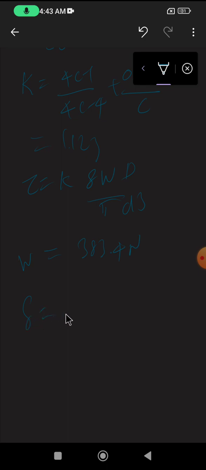Similarly, the delta equation will also be the same, 8WD cube N by GD raised to 4. Same equation, if we substitute, only the W value will change here. So we'll get delta by N as 9.26 mm. There we got 9.96 mm. So there is a difference between considering the curvature and neglecting the curvature effect. As there is no major difference here, we can neglect it; if there is a major difference, we need to consider the curvature effect.